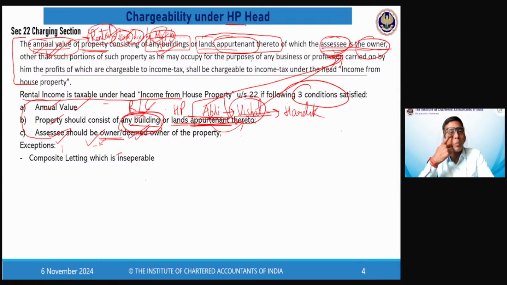Riddhi is asking, sir, whose point of view you have to see under HP? Please understand, beta, we are seeing the point of view of the income earner. Who is earning the income? The person who is giving on rent. So we have to see it from the point of view of that particular person.